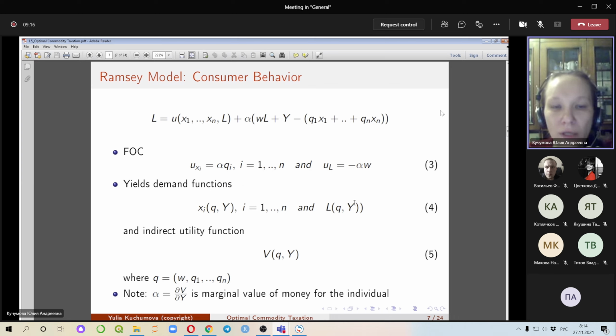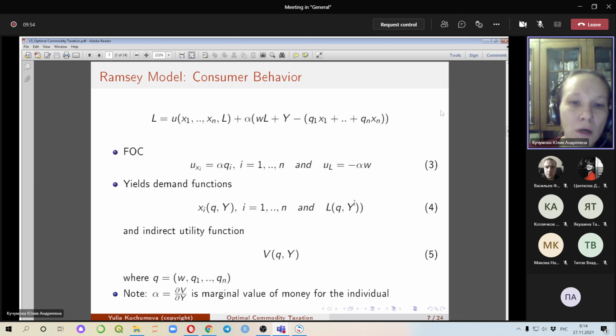So let us write down the Lagrangian. It's the utility function plus the Lagrange multiplier alpha multiplied by WL plus Y minus Q1 x1 plus ... plus Qn xn, from the budget constraint. So we will now take the derivatives of this Lagrangian with respect to Qi and L, to write down the first order conditions.